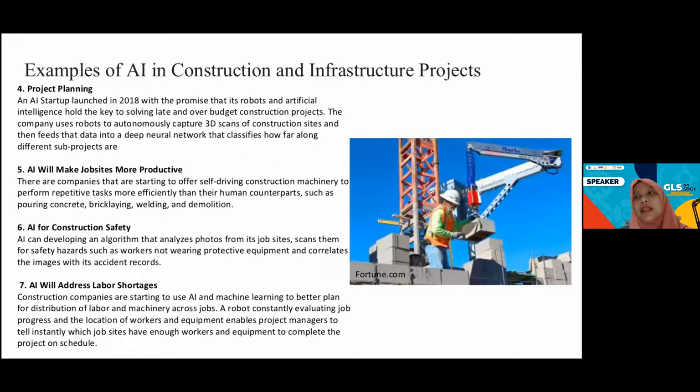And how about project planning? In AI, there was a startup launched in 2018 with the promise that robots and artificial intelligence hold the key to solving late and over-budget construction projects. The company used robots to autonomously capture 3D scans of construction sites and then feeds the data into a deep learning neural network that classifies how far along different sub-projects are. So it's like image processing and calculation with machine learning, and we can make some decision support to classify how far along the different sub-projects are. And we can count it faster.